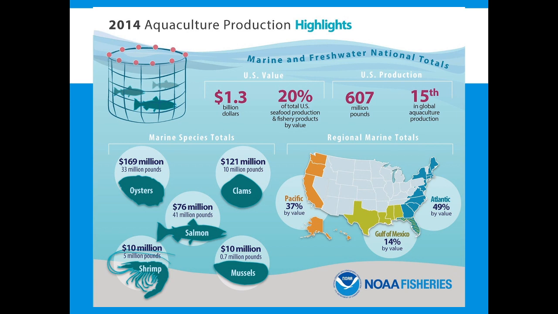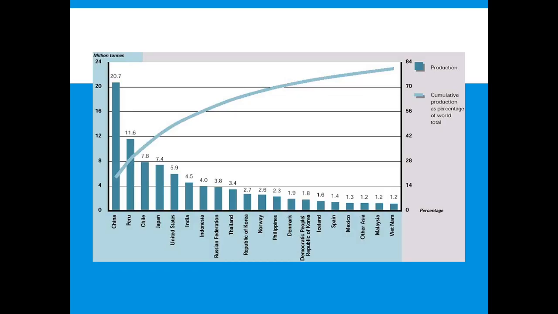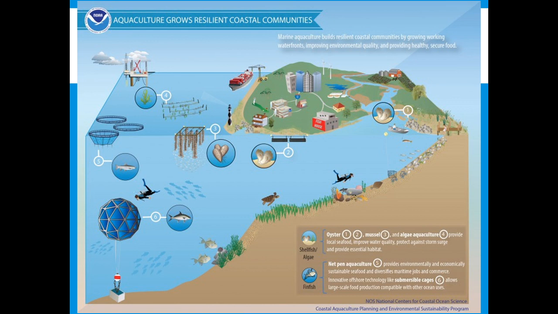So this gives you an idea of some of the aquaculture production in marine and freshwater national totals, to show you a lot of the money that comes in from this method. We also see the millions of tons being produced versus the cumulative production as a percentage of the world total. It is becoming a more popular method for growing aquatic species. It also can grow resilient coastal communities because you are doing it in a more managed method. It is considered to be a little more sustainable.